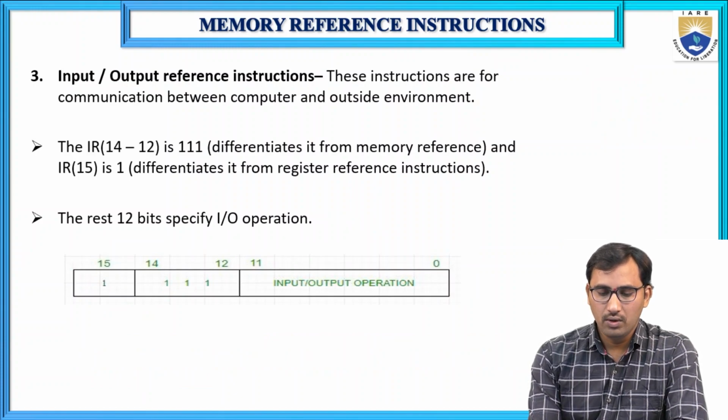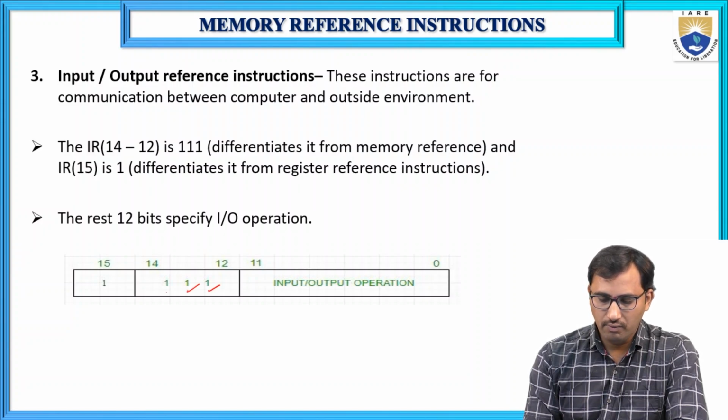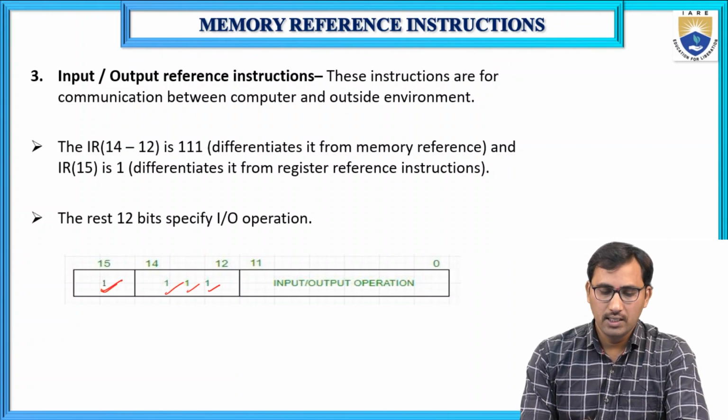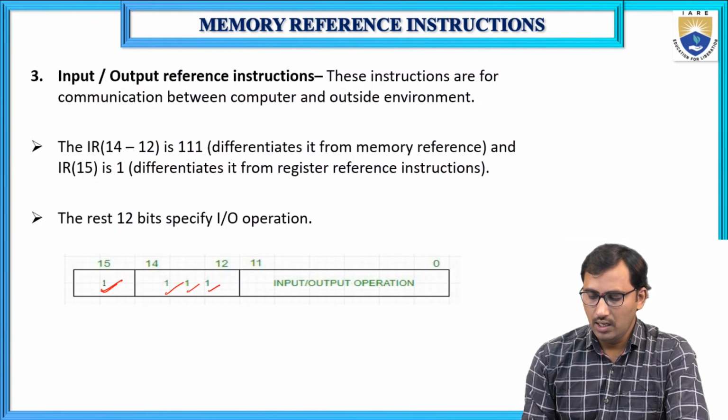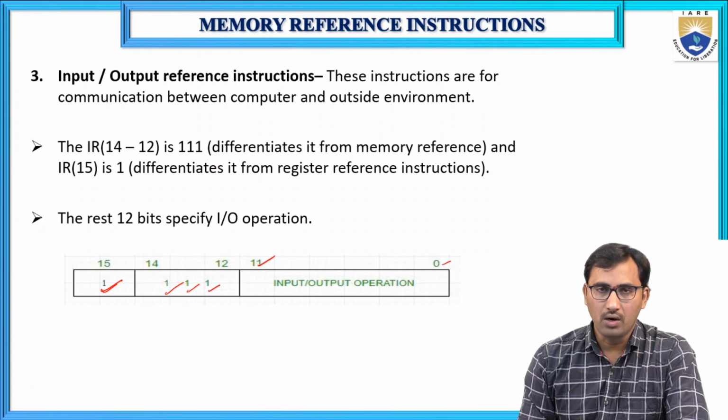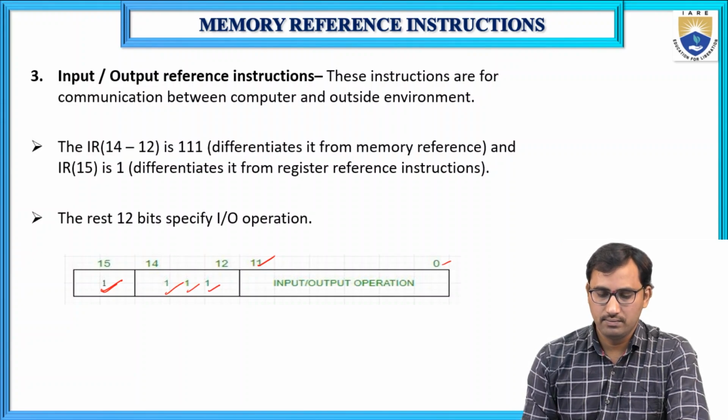In the input or output reference instruction, bits 12, 13, 14 are 1, 1, 1 and the 15th bit is 1. The 15th bit being 1 represents that it is an input or output reference instruction, and bits 0 to 11 represent that particular input or output operation.